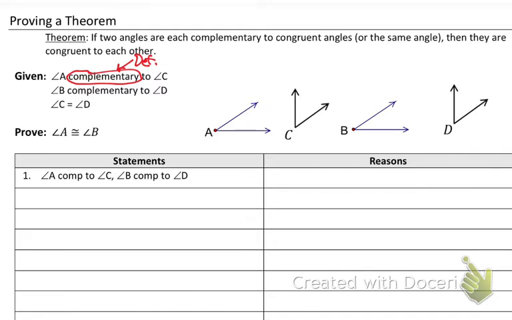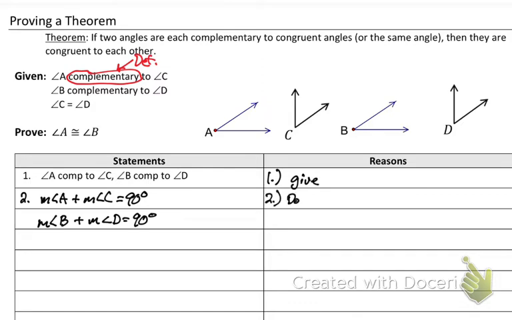Our second step is to say they equal 90 degrees. Thank you. I want to make sure we have room for both of them. We do. So I'm going to put step 2 is measure of angle A plus measure of angle C equals 90 degrees. And we have measure of angle B plus measure of angle D equals the old 90 degrees. I should write given and definition of complementary angles.